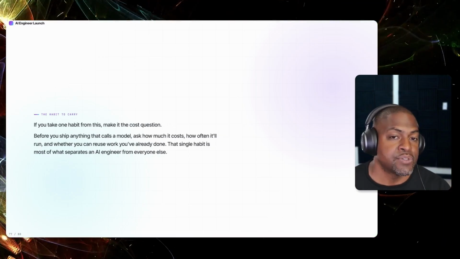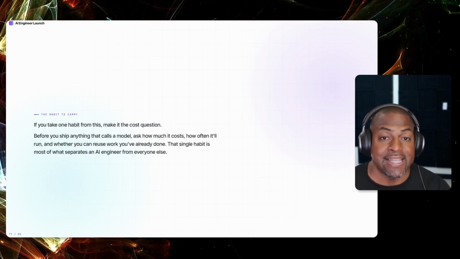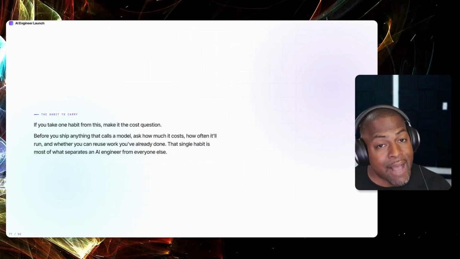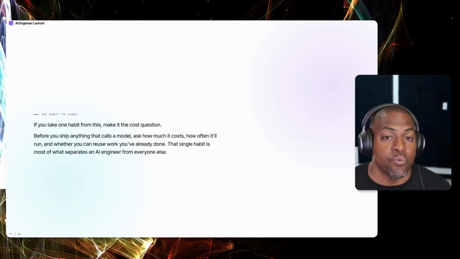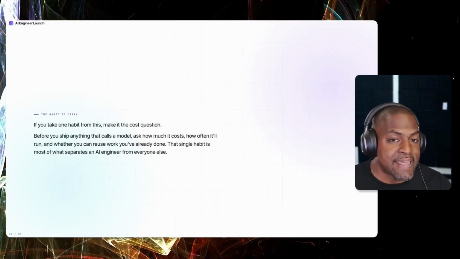So this is what it comes down to. Most developers optimize for speed and stop there. The engineers companies actually need optimize for cost and scale. And semantic caching is one of the clearest places that thinking shows up.